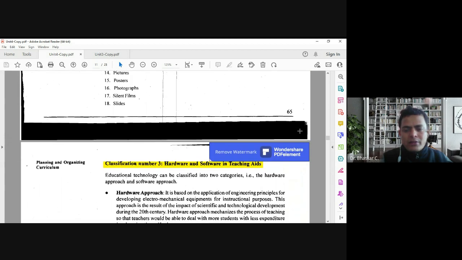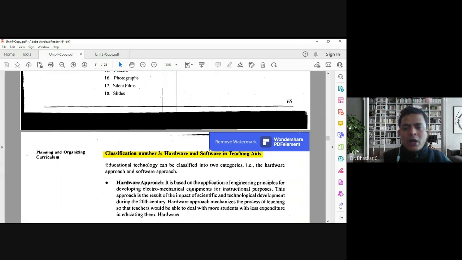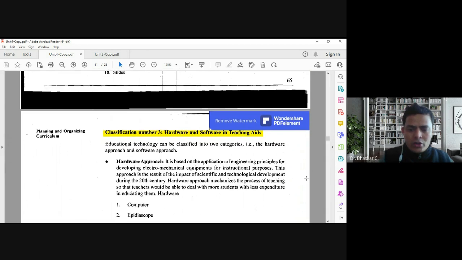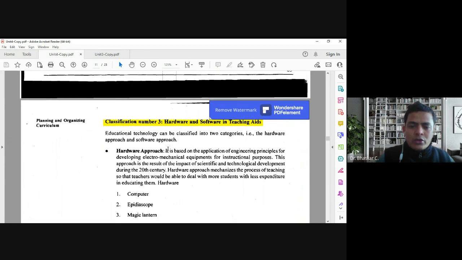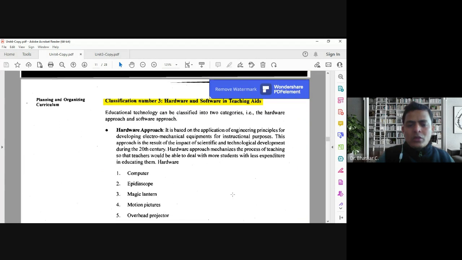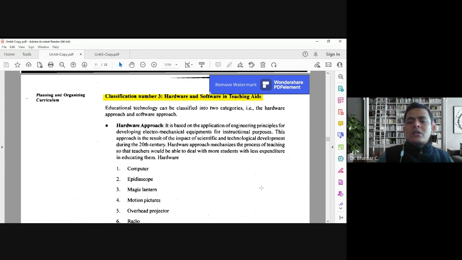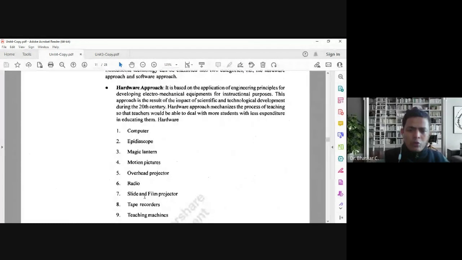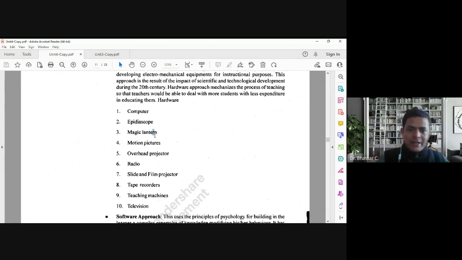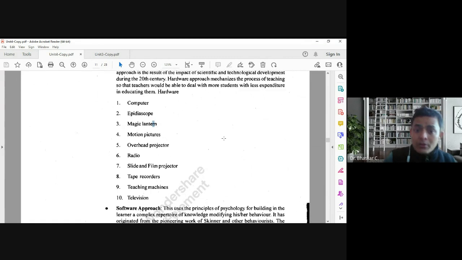Now we have another classification, the third classification, which is hardware and software in teaching aids. This hardware and software approach is very much known to you. What is the hardware approach? Like computers, or devices such as motion pictures, overhead projector, radio, tape recorders, projectors, teaching machines. All of these can be repaired, all of these can be seen with the eyes. So that is why this is known as the hardware approach.